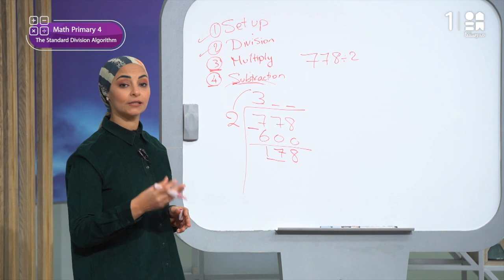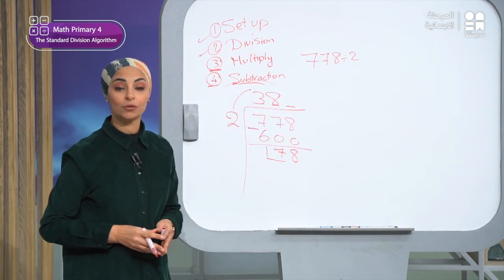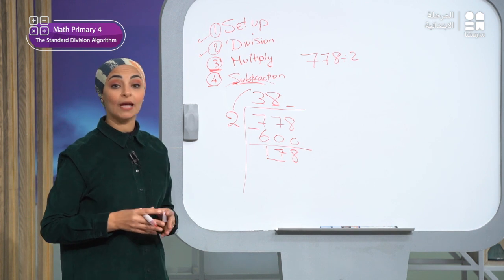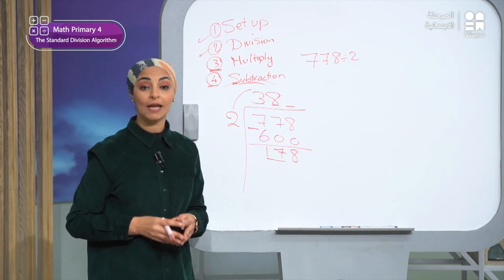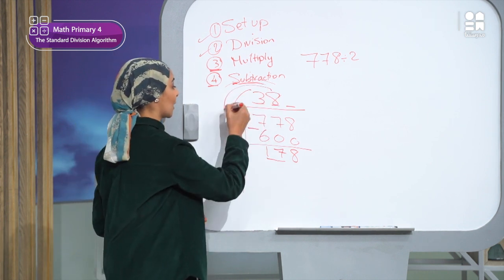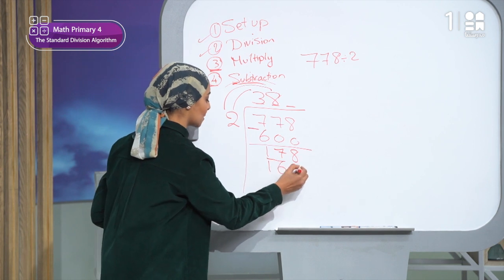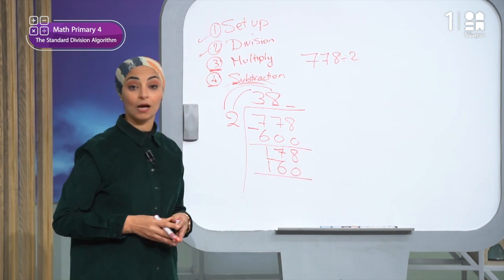So I will write it up. I will write here 8. Then what should I do? As you know, the value of 8 is 80. So I'll multiply 80 times 2. 80 times 2 gives me what? Of course, gives me 160. So I will write the answer down.